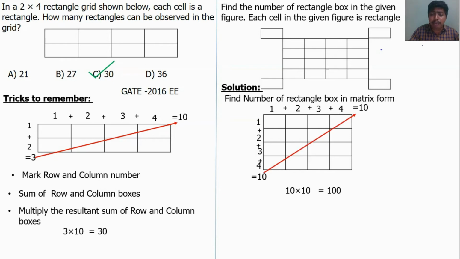Next, find the number of rectangle box available in the non-matrix. Here, non-matrix means this one, this one, this. Only 4 rectangle box available in the non-matrix form.